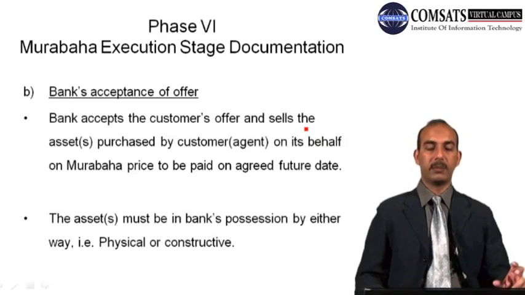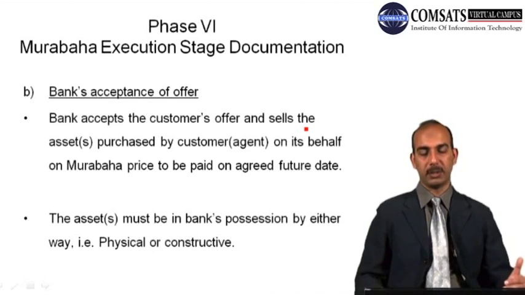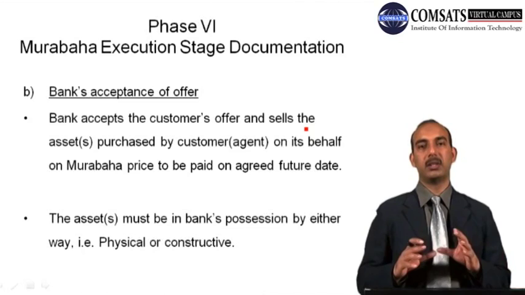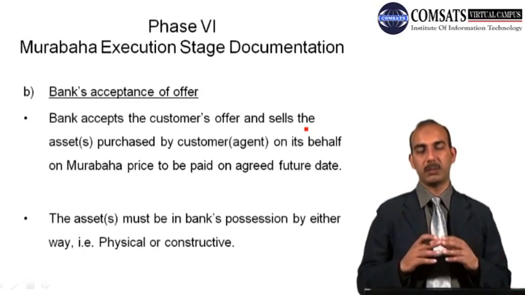And the second is that the bank would accept that offer. So the bank accepts the customer's offer and sells the asset purchased by the client as an agent on its behalf, and the Murabaha price will be paid according to the agreed terms and conditions. And the assets must be in the bank's possession either way, that is physical or constructive. So at that stage, the assets should be in the name or in the ownership of the bank.